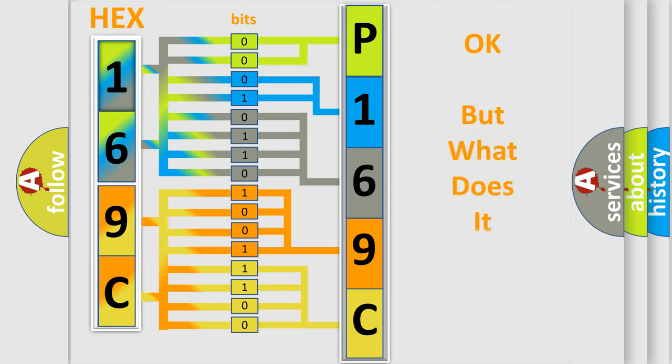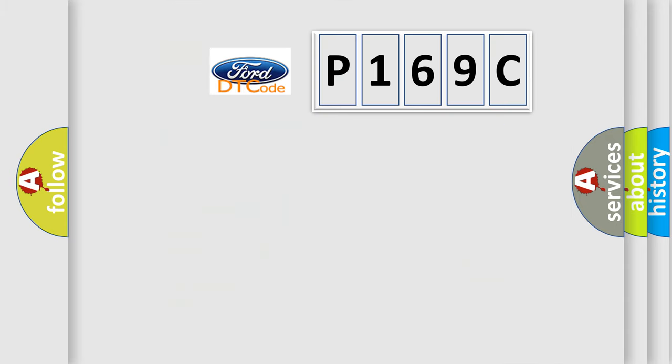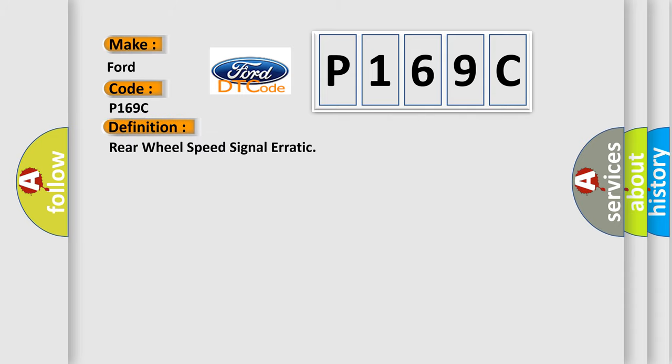The number itself does not make sense to us if we cannot assign information to what it actually expresses. So, what does the diagnostic trouble code P169C specifically interpret for Infinity car manufacturers? The basic definition is rear wheel speed signal erratic. And now this is a short description of this DTC code.